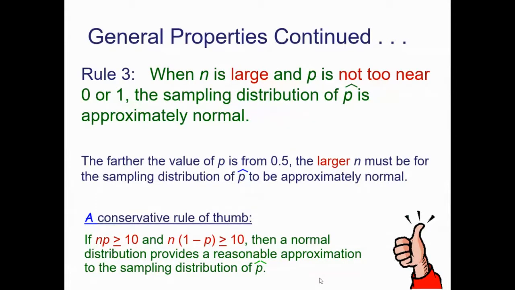We have normal tables and we have all that good stuff. So that's information we have at our disposal. As long as we meet these two constraints, we can just use the normal table and those properties and be done with it, rather than trying to find individual distributions.